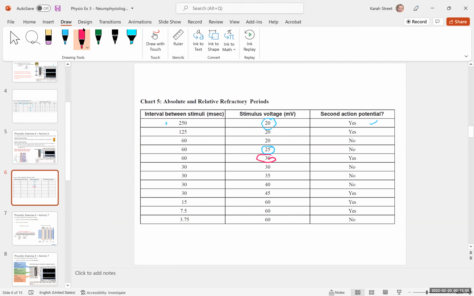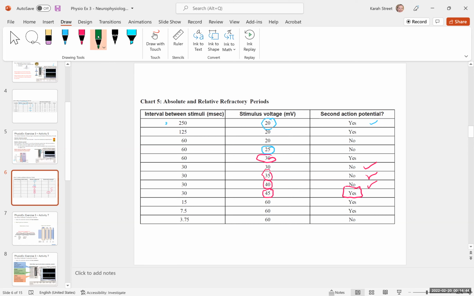So now we cut the time again. So now we're at 30 milliseconds and we kept our stimulus voltage at 30. And look what happened. We lost that second action potential. And we said, well, we're very smart now. We know that we should probably increase the stimulus voltage. Notice that still wasn't enough. We increased the voltage to 40 millivolts. It still wasn't enough. Wow, it's starting to look like maybe the neuron is in absolute refractory period. But wait, we increased it to 45 millivolts. And now, yes, we were able to get a second action potential.